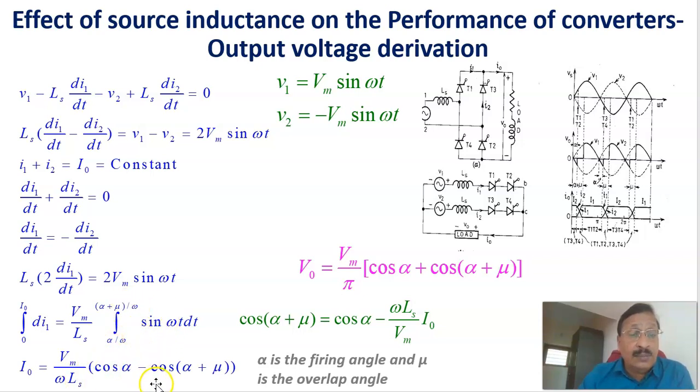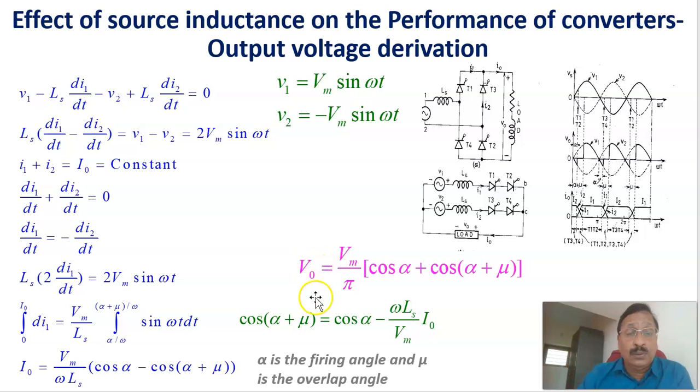Substituting here, we get cos alpha minus cos alpha plus mu. So I0 equals Vm by omega Ls into cos alpha minus cos alpha plus mu. We will calculate cos alpha plus mu and substitute it in the output voltage equation, in the next slide. From this equation, cos alpha plus mu equals cos alpha minus omega Ls divided by Vm into I0.